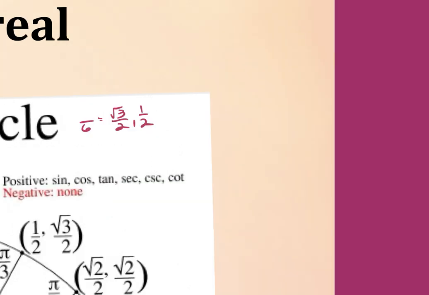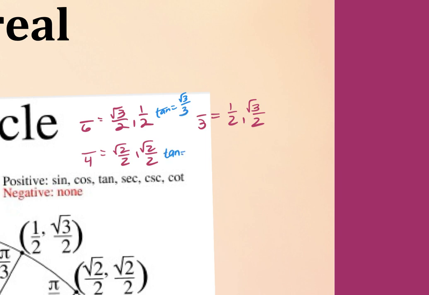All right, yesterday we did this. Sine of π/6 is 1/2 and cosine is root 3 over 2. For π/4, both are root 2 over 2, and for π/3, cosine is 1/2 and sine is root 3 over 2. So for tangent, π/6 is root 3 over 3. For π/4, the tangent is 1. And for π/3, the tangent is root 3.